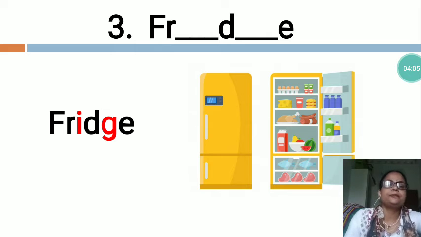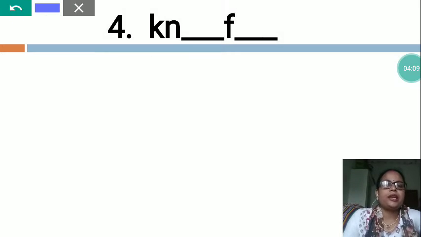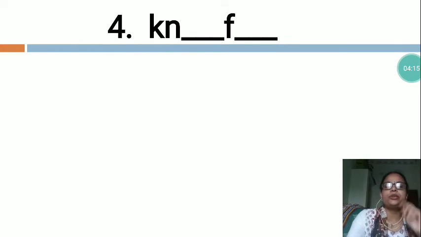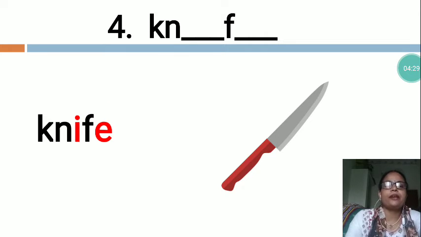Now the next is KN dash F dash. In this word also two letters are missing and we will fill the correct letter at the proper place. So which word is this? Now I would like to give you the clue. This is a picture of a knife. Now the knife spelling is KNIFE, knife.